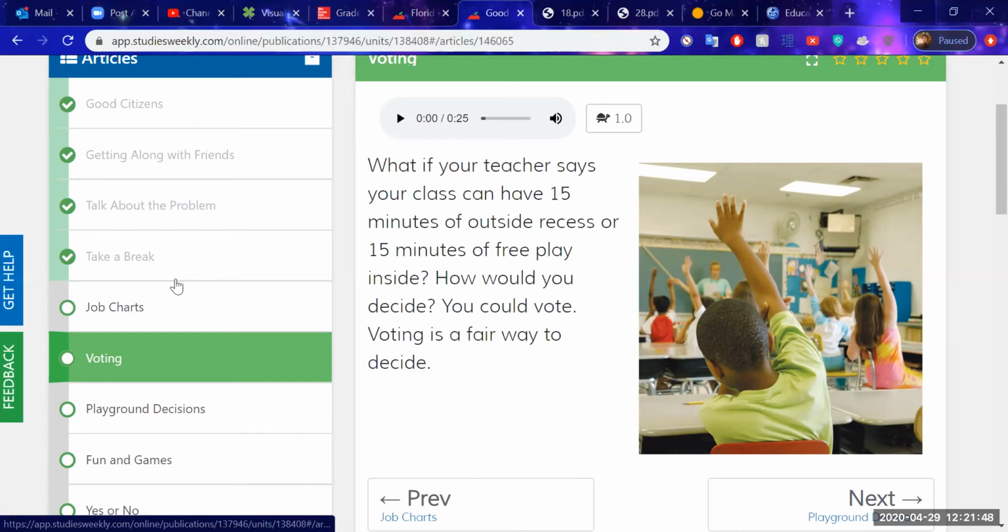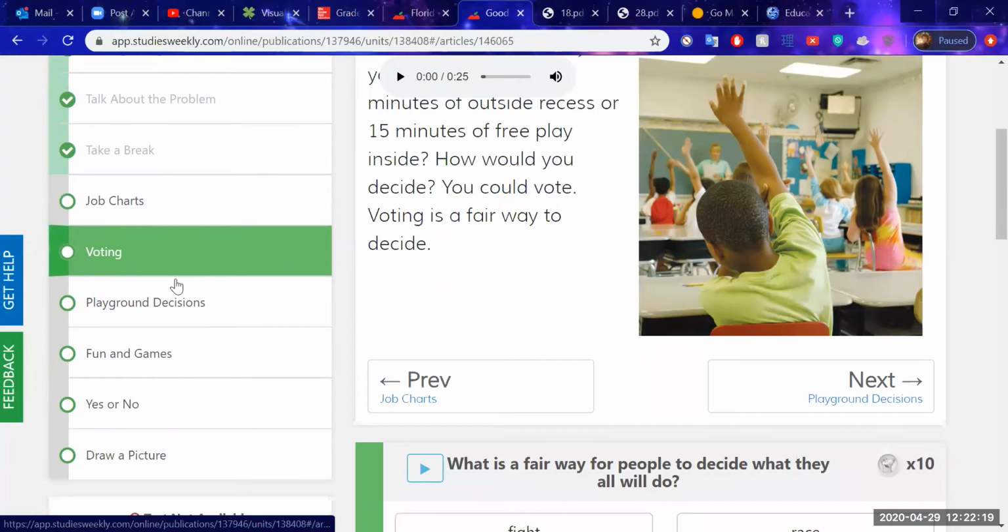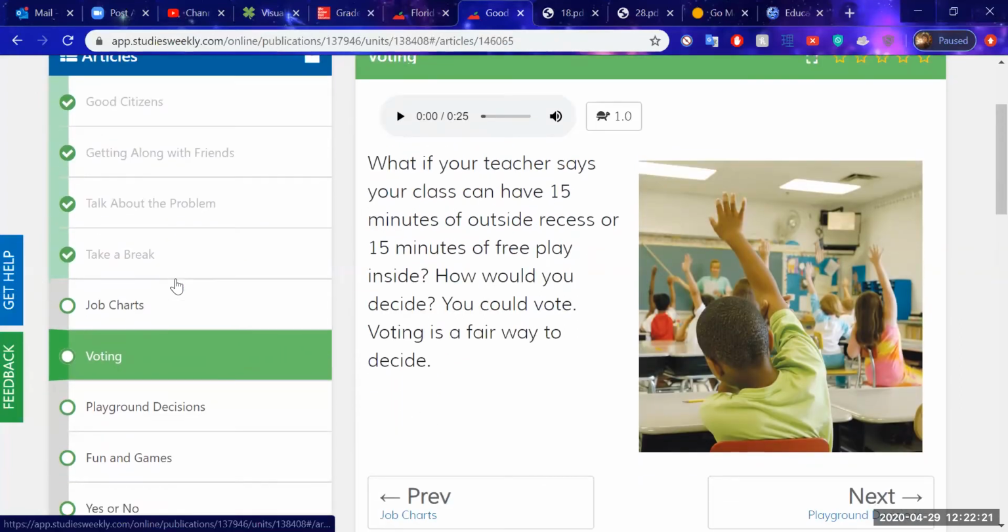What did we do to decide? We raised our hands for the one that we wanted. And the one that had the most hands was the one that won, which ended up last time being popsicles. That process is called voting. Voting is a fair way to decide. It gives you the opportunity to show which option you want. And the one with the most is the one that is chosen.